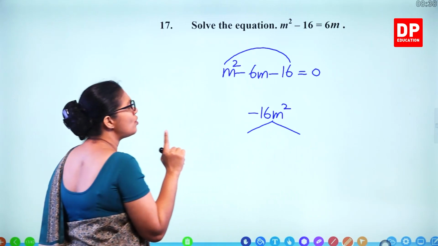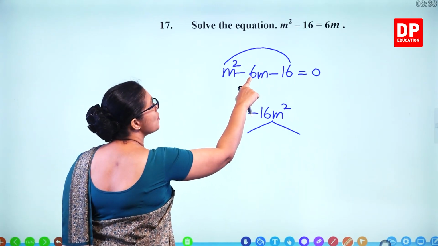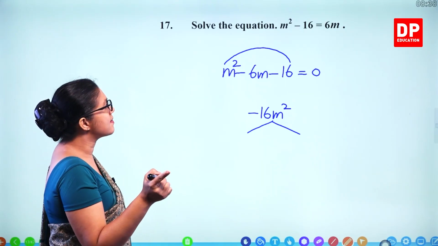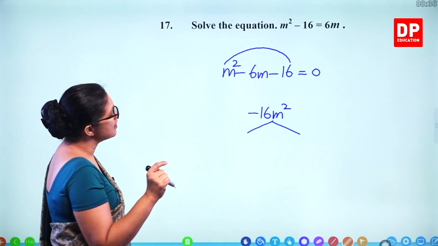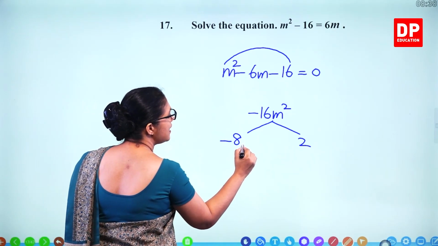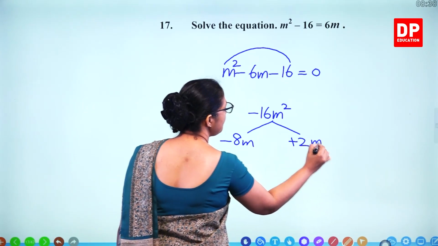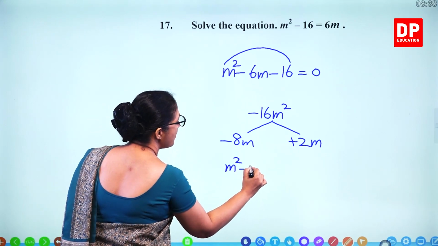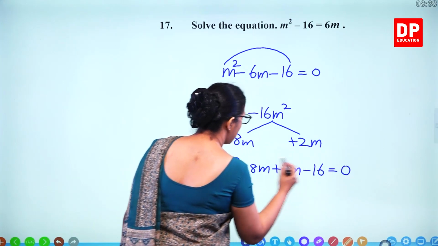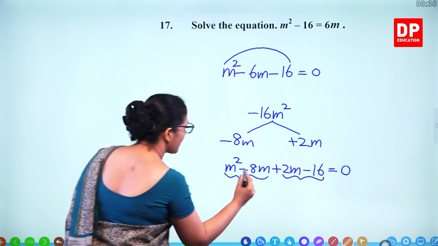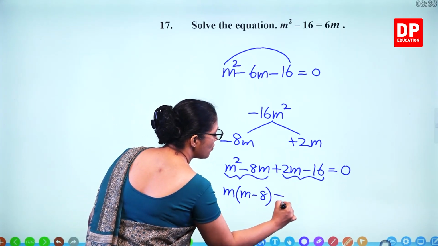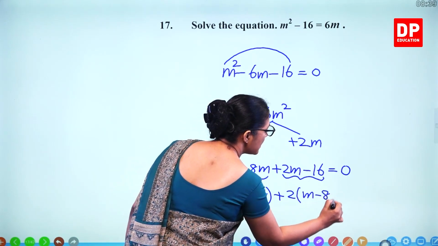Split the middle term. You need to get minus 6, which means the difference is 6, minus 6. So what are the factors? 8 and 2. But this is negative, so negative 8 and plus 2m. Split the middle term to negative 8m and plus 2m minus 16. Take 2 at a time. So you get m minus 8, and 2 you can take it out, m minus 8.